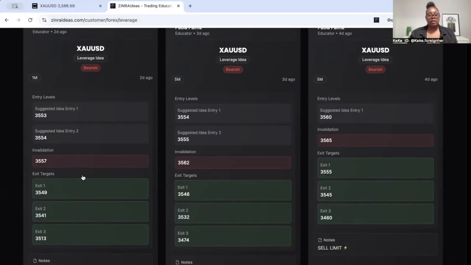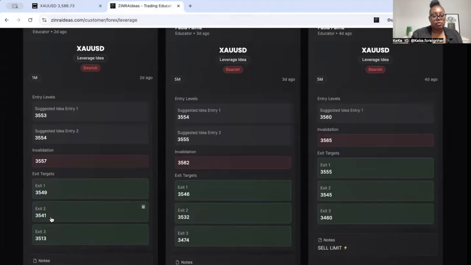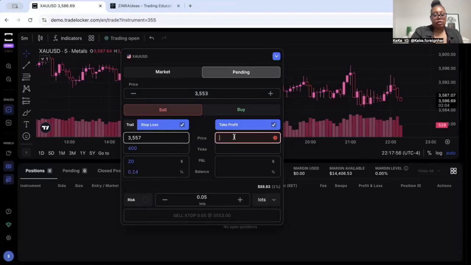I know other people kind of use exit three and then do a lot of modifications in their trades as it's going. So we're going to see what works best, but we're going to go with exit two for this example. And our price for exit two is 35.41. So we're going to put 35.41 in here.